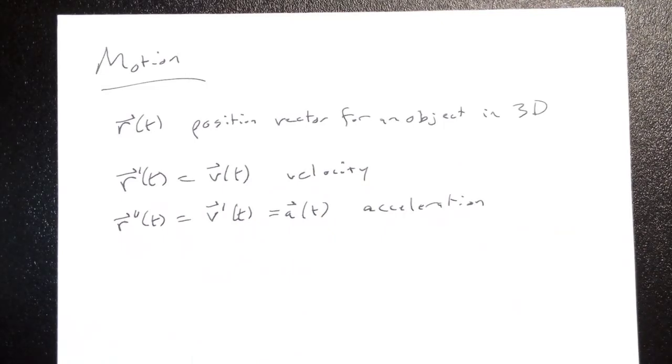And if these are vector quantities, then I can think of them as vectors whose initial point, instead of being the origin like r of t, will be the object itself.